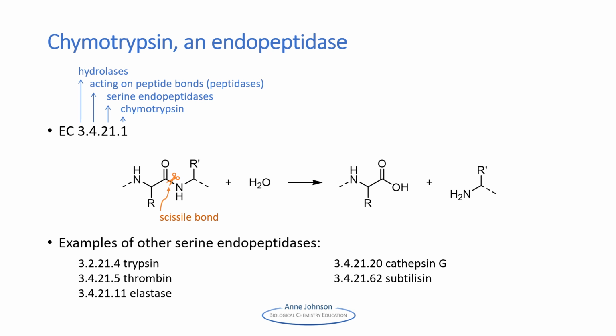Among the other members of this group are 3.4.21.4 trypsin, 3.4.21.5 thrombin, 3.4.21.11 elastase, 3.4.21.20 cathepsin G, and 3.4.21.62 subtilisin.